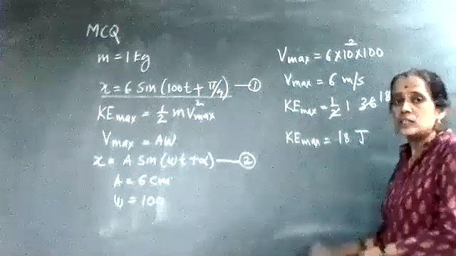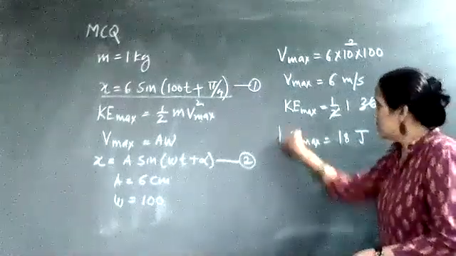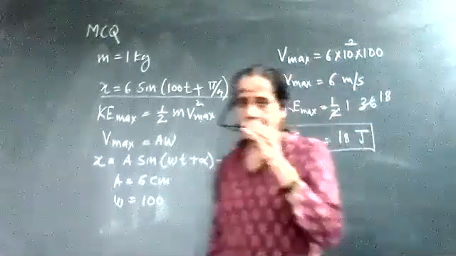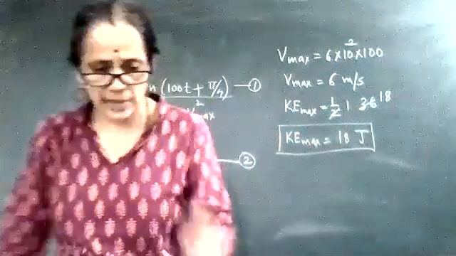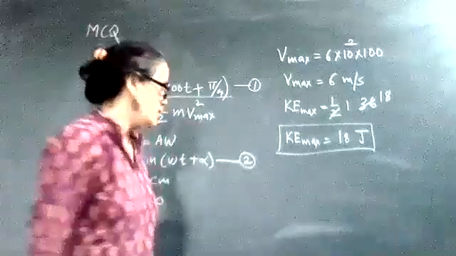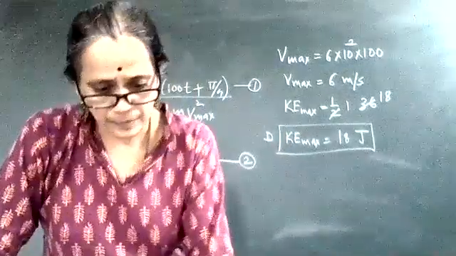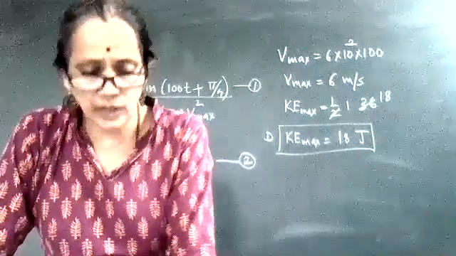Energy means its unit is joule. So this is your second MCQ answer: kinetic energy maximum is equal to 18 joule. That is your option number B. Clear? Okay, fine. Next, now the third MCQ.